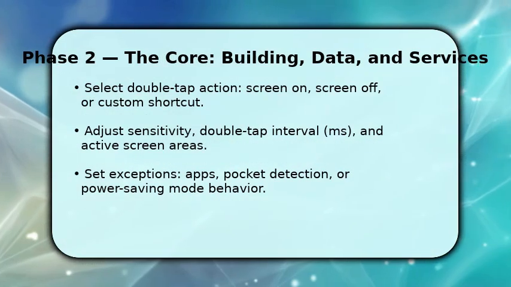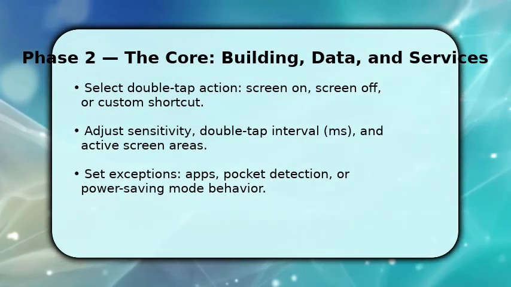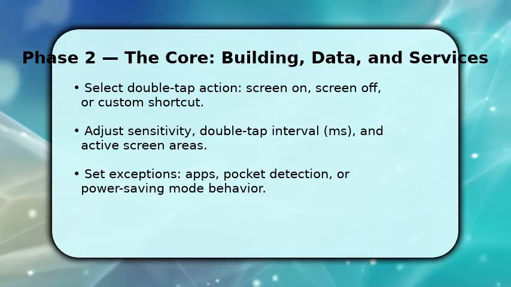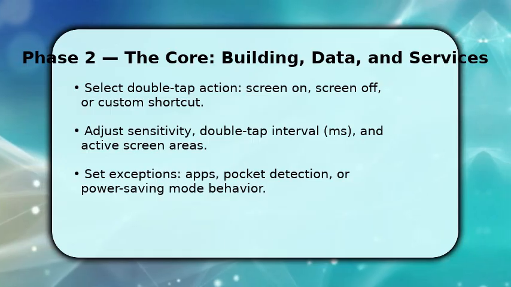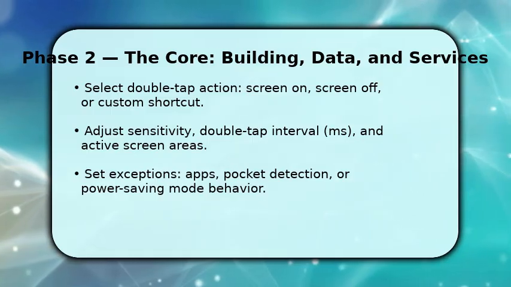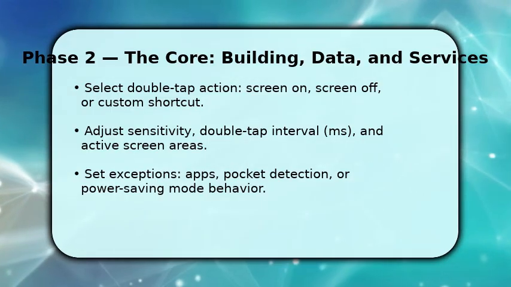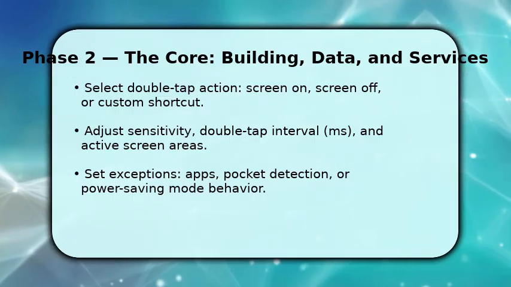Next, configure the behavior. Pick screen on or screen off and assign additional actions like launching camera if desired. This explains what happens when you tap. Then tune sensitivity and the double tap interval in milliseconds so your taps register reliably without false positives.